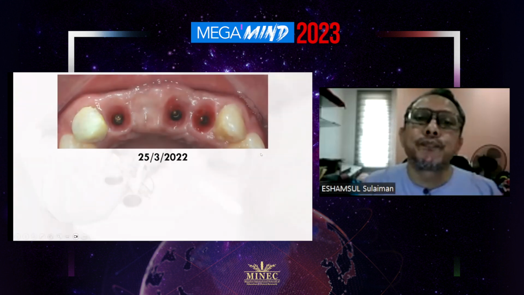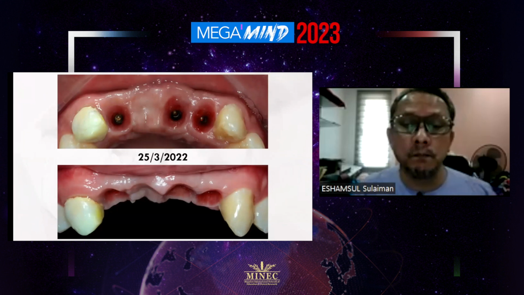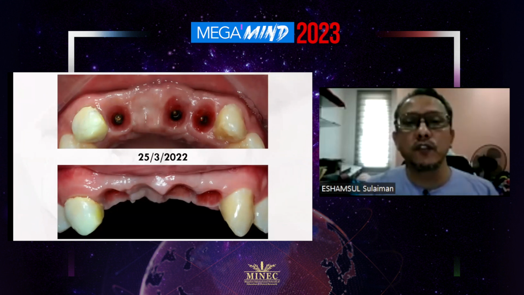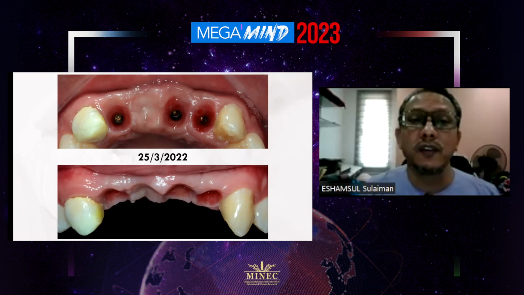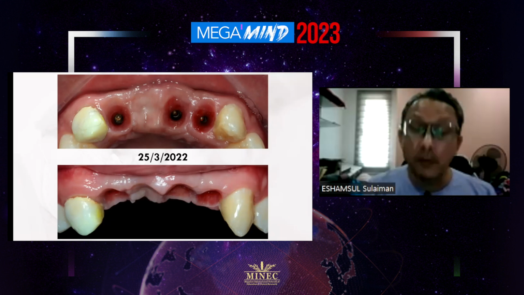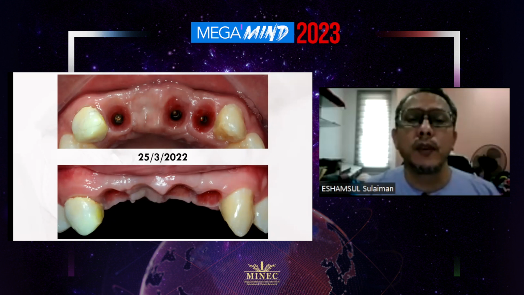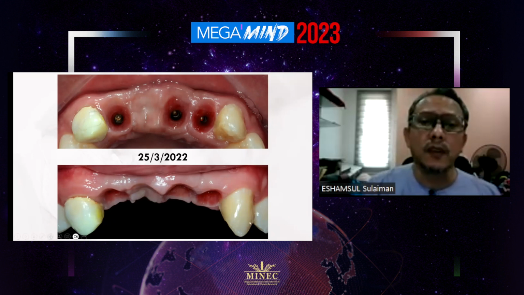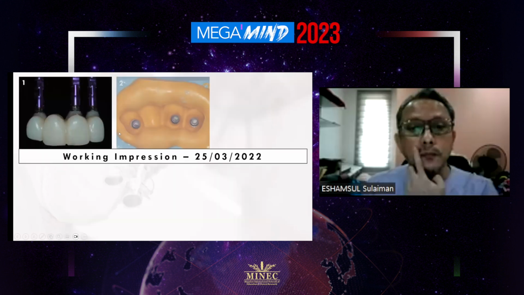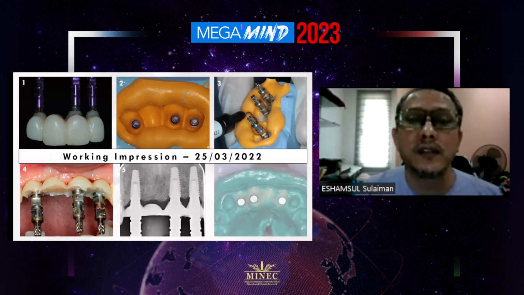And following that, on the 25th of March, the impression coping was then taken. So in this photograph, in this slide, you can see the final soft tissue following removal of the provisional bridge. You can see some formations of the papilla, as well as a good form and contour of the soft tissue. So the impression was then taken.